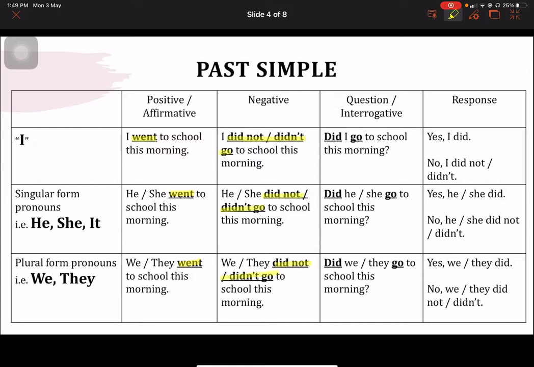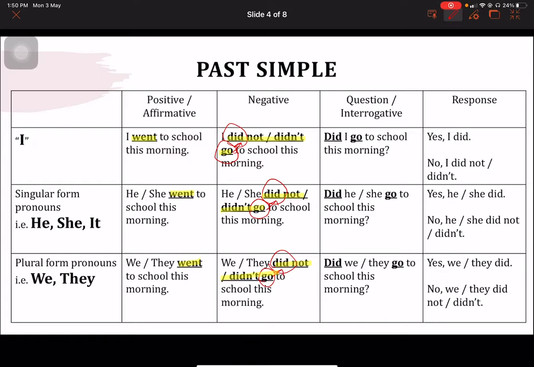They don't change, and I'd like you to emphasize this again. Just because we already changed the do verb, you don't change the verb. The verb must still be retained in the root form. So if you look at the first sentence, I did not or I didn't go to school this morning. For singular form pronouns, he or she did not or didn't go to school this morning. Whereas for plural form pronouns, we or they did not or didn't go to school this morning.